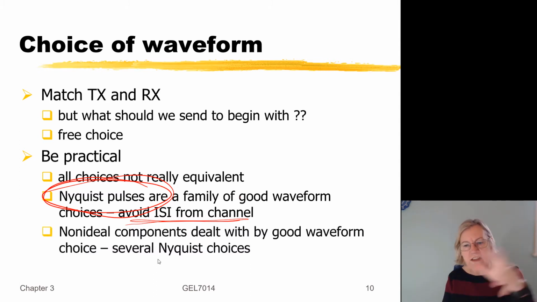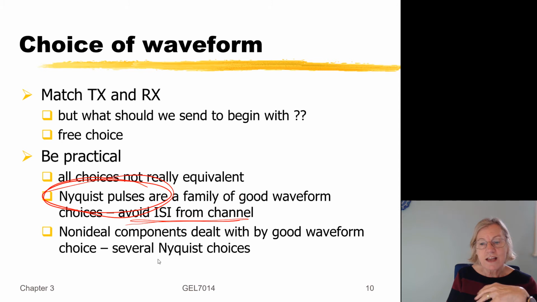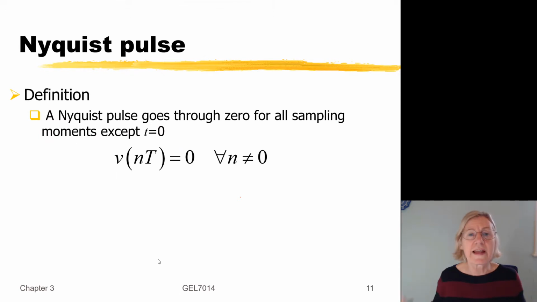Within this family of good choices, which are Nyquist pulses, we're going to try and find ones that are robust against non-ideal components. And since there are several Nyquist choices, we'll find some that are good. In fact, the first homework assignment is based on playing with these practical Nyquist pulses. So what is a Nyquist pulse?